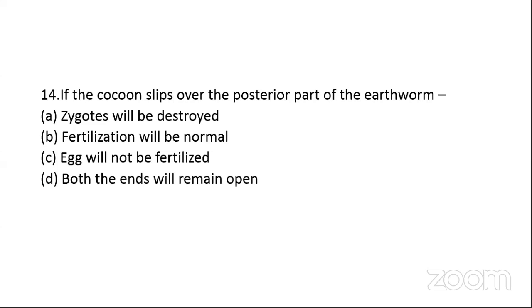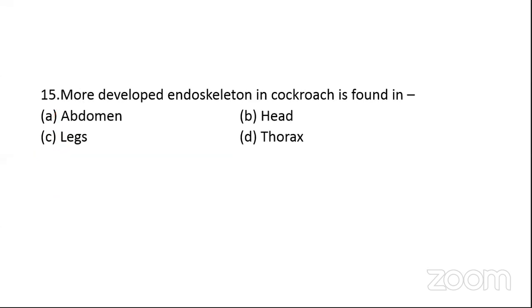So if the cocoon slips over the posterior part of the earthworm, so what will happen? If it is only going through the anterior part, then only it will get fertilized. If it comes to the posterior part, it will not get fertilized. Okay. So zygotes will be destroyed. Zygotes are obviously not formed because there is no fertilization. Fertilization will be normal. This is also wrong. Egg will not be fertilized. This is true. Both the ends will remain open. Wrong. So eggs will not be fertilized. This is true. 14th one, C is the correct answer.